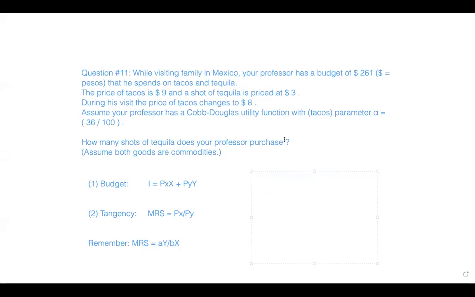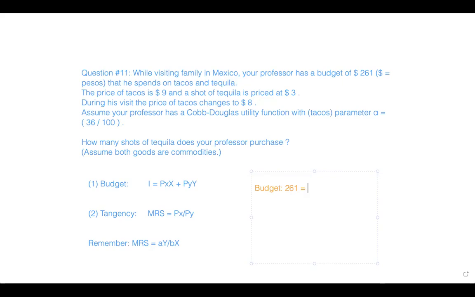Okay, so this is our problem, and let's go ahead and do it. So, William, why don't you go ahead and take the lead with me? So, what should I put here for the budget? So for the budget equation, I got 261 equals 9x plus 8y.